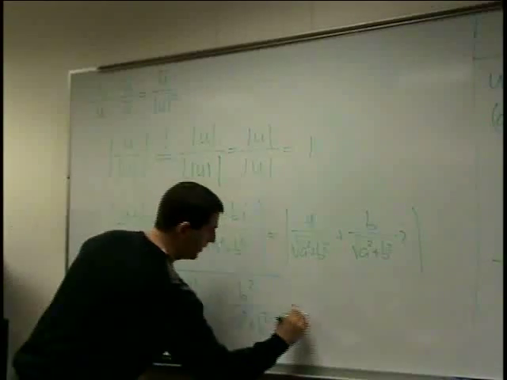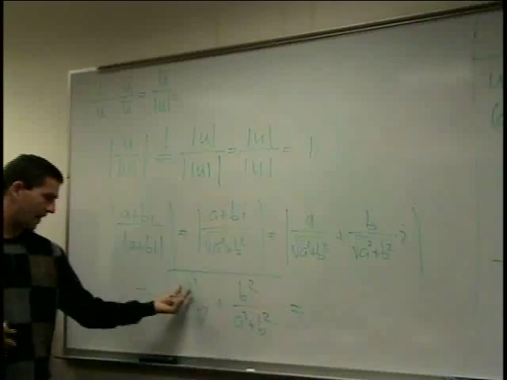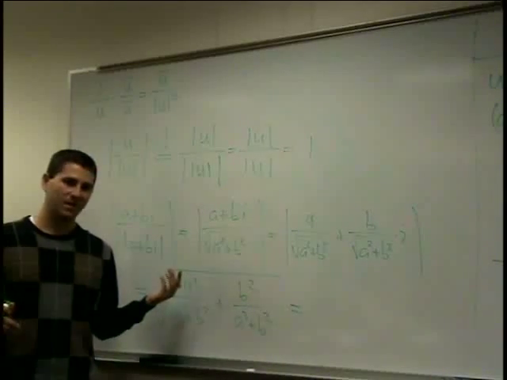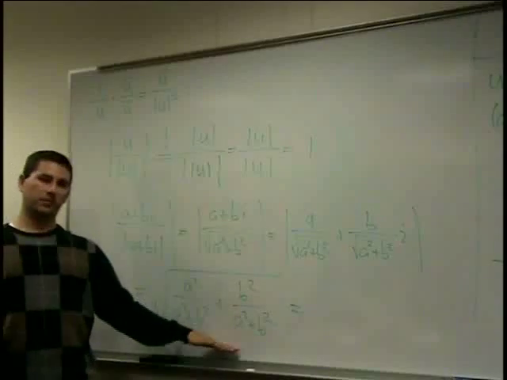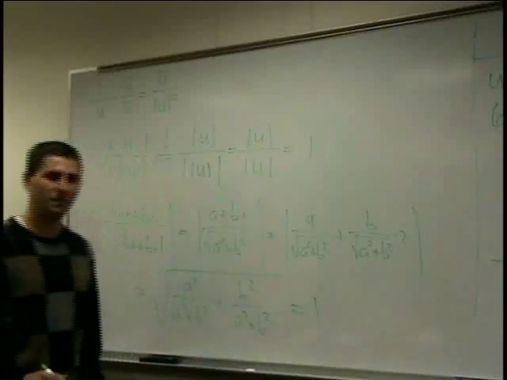Oh, this isn't so bad. They have the same denominator, so I can combine them, and the top is again a squared plus b squared. So it's actually a squared plus b squared over a squared plus b squared, which is 1. The square root of 1 is 1. Good. It works.